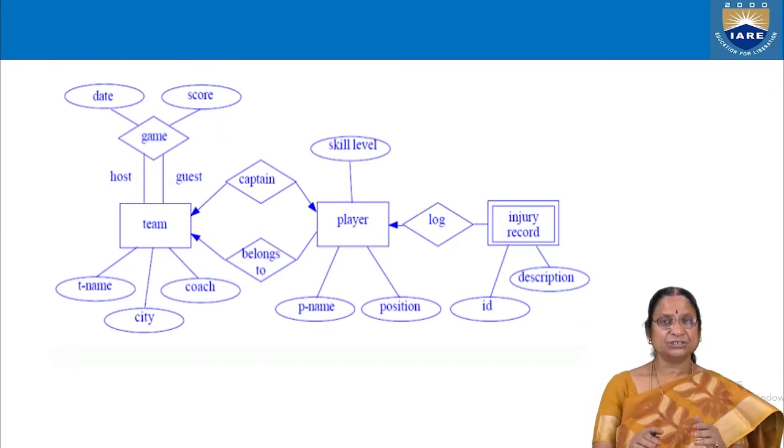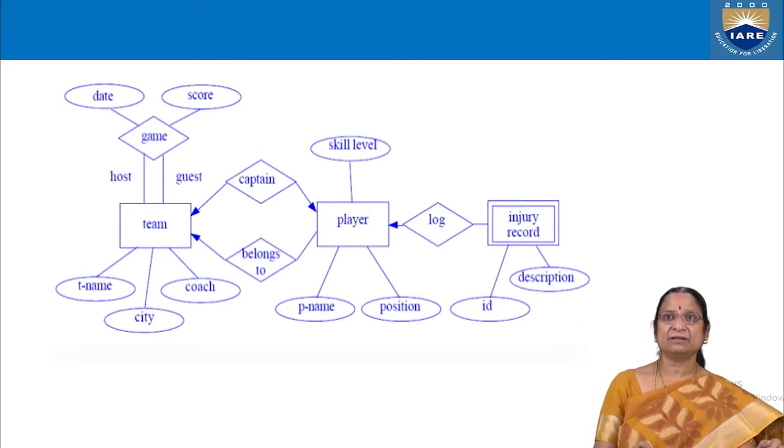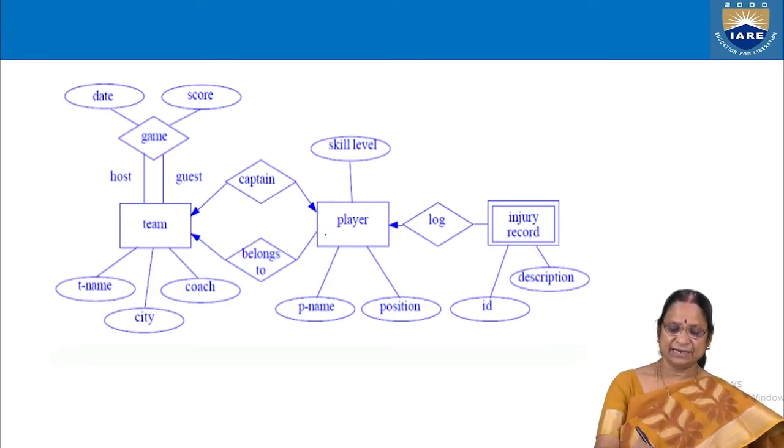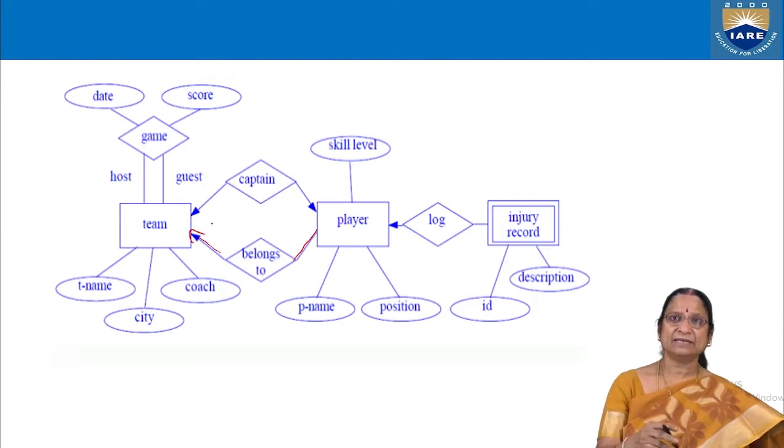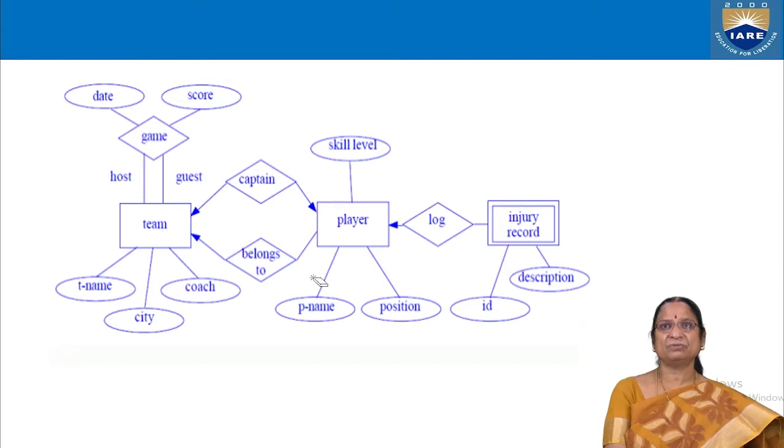Now coming to the relationship between the team and player. Player belongs to a single team. So multiple players belong to a single team. Arrow mark is towards team. And one more is there. One of the players is going to be captain to a team. Captain is one of the relationships, you can say. So one of the players is connected as a captain to a team.